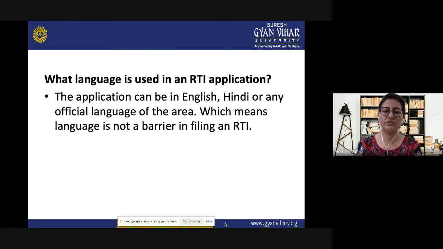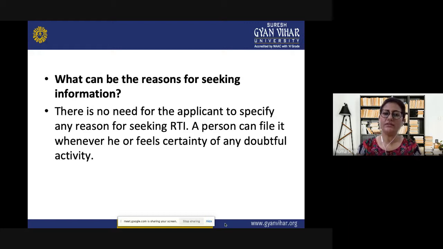What language is used in an RTI application? It is very interesting to know that it can be done in any language. It can be English, Hindi, or any official language of the area, which means language is not a barrier in filing an RTI. Do we have to specify the reasons why we want to seek that information? There is no need for the applicant to specify any reason for seeking information. A person can file it whenever he or she feels certain of any doubtful activity.